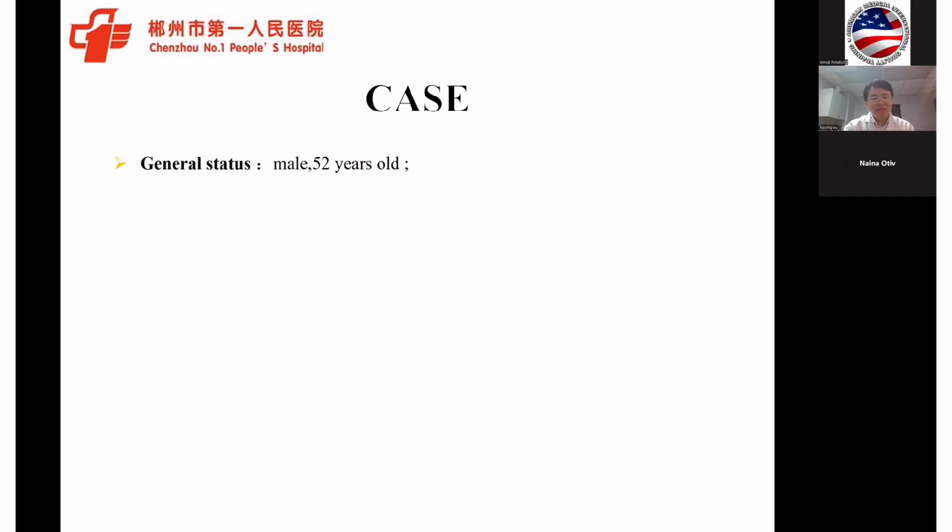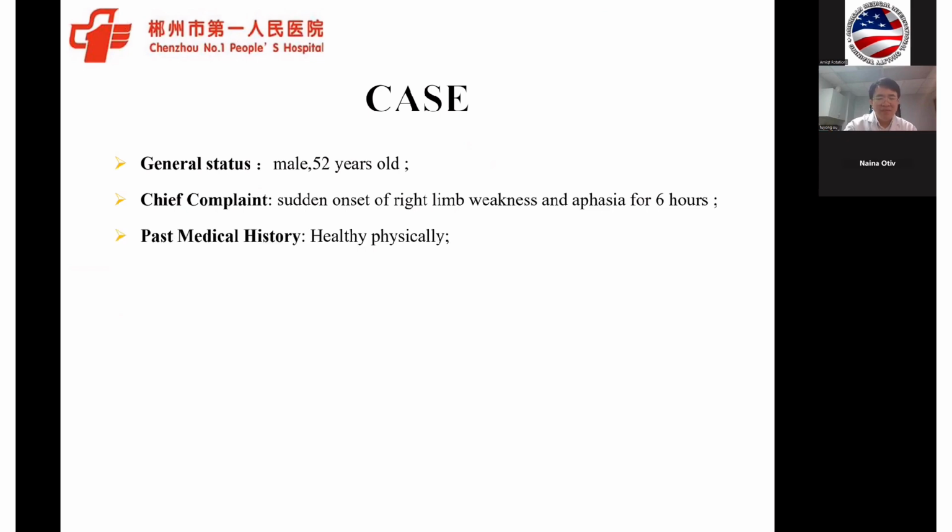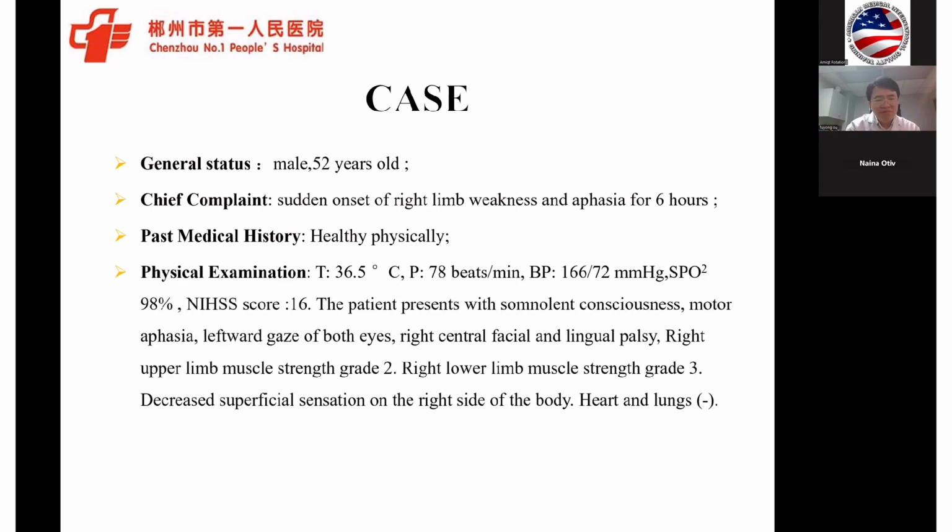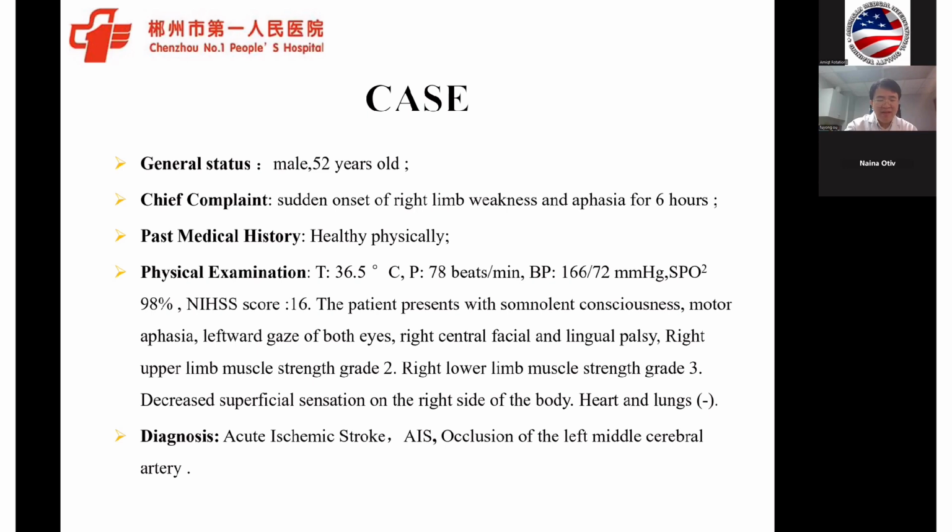This is one case we did. A 52-year-old male with sudden onset of right limb weakness and aphasia for 6 hours. Past medical history is healthy. The physical examination shows the NIHSS score is 16, with somnolence, motor aphasia, left gaze deviation of both eyes, and the right muscle strength is weak. The diagnosis is acute ischemic stroke, occlusion of the left middle cerebral artery.